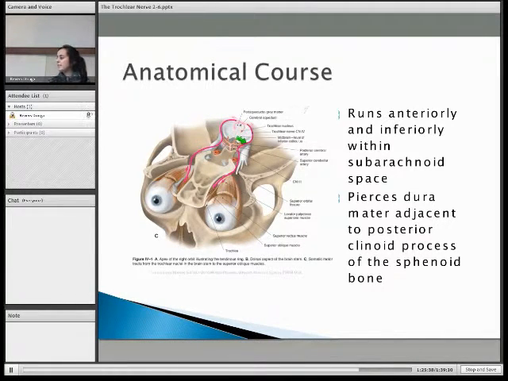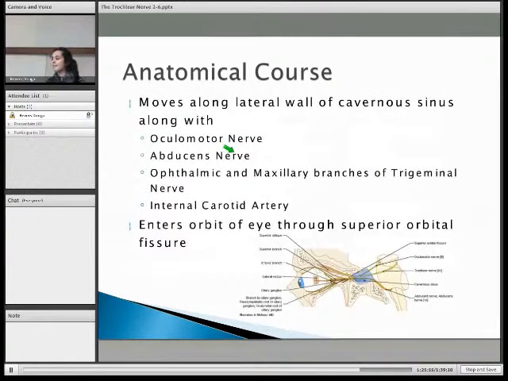And it will then pierce the dura mater adjacent to the posterior clinoid process of the sphenoid bone. And that's this little point just here. And once it's pierced the dura mater, it will move along the lateral wall of the cavernous sinus, along with the oculomotor nerve, the abducens nerve, the ophthalmic and maxillary branches of the trigeminal nerve, and the internal carotid artery. So you've got your cavernous sinus here, and all the nerves running through there. And it will exit the cavernous sinus and then enter the superior orbital fissure.